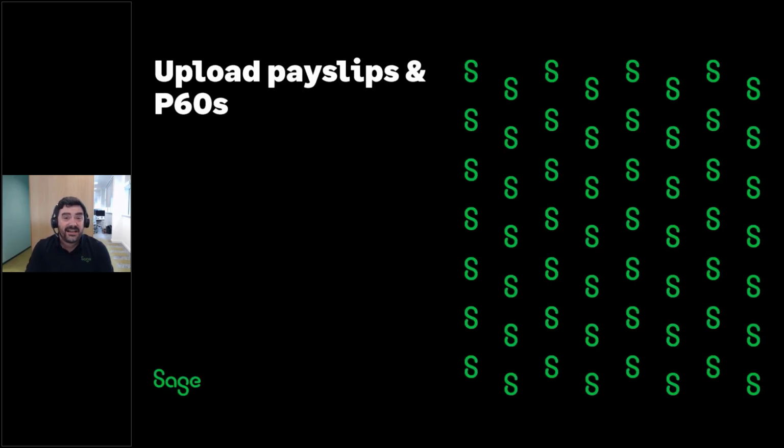So now that we've got everything set up, what I want to show you next is uploading payslips and P60s. And this becomes part of your usual payroll process or the year-end process when it comes to P60s. And you should find that it's going to save you a load of time, as you can upload your payslips in literally a few clicks. And there's no more dealing with sending individual emails or even packing and posting payslips out to your employees.